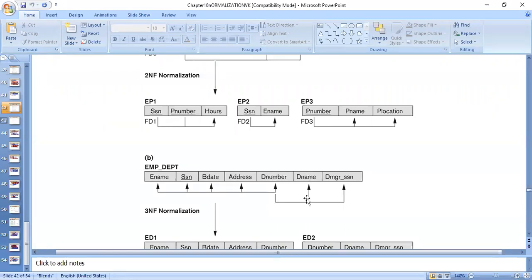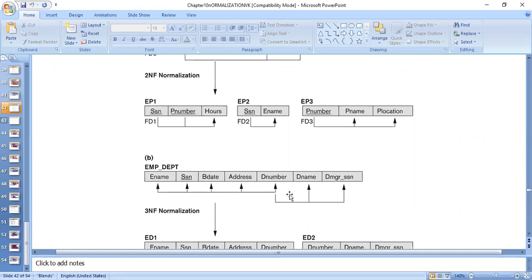D name is uniquely determined by the department number, isn't it? So it depends on this, and this department number depends on e-name, which depends on SSN number, isn't it? So there is a transitive dependency.